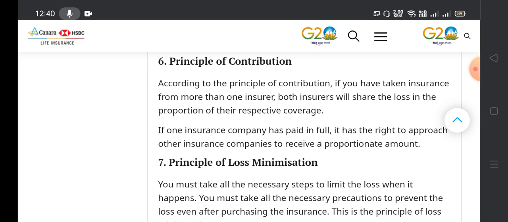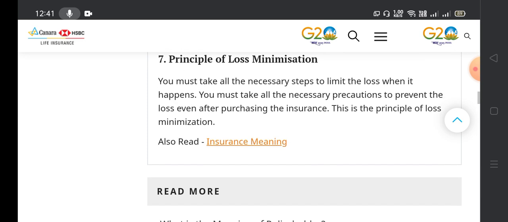Number six is the principle of contribution. According to the principle of contribution, if you have taken insurance from more than one insurer, both insurers will share the loss in the proportion of their respective coverage. If one insurance company has paid in full, it has the right to approach other insurance companies to receive a proportionate amount.